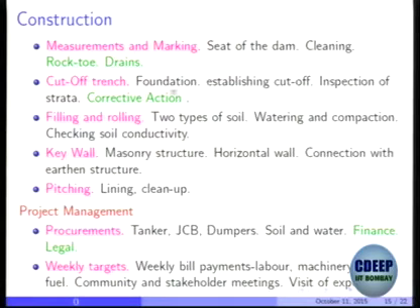Then the cutoff trench, the foundation, and the inspection of the strata. Once you dig the cutoff trench, you may see some fractures. You have to seal those fractures, and then the filling and rolling. This is done exactly like 3D printing. You have the cutoff trench and you start building it, half a foot at a time.